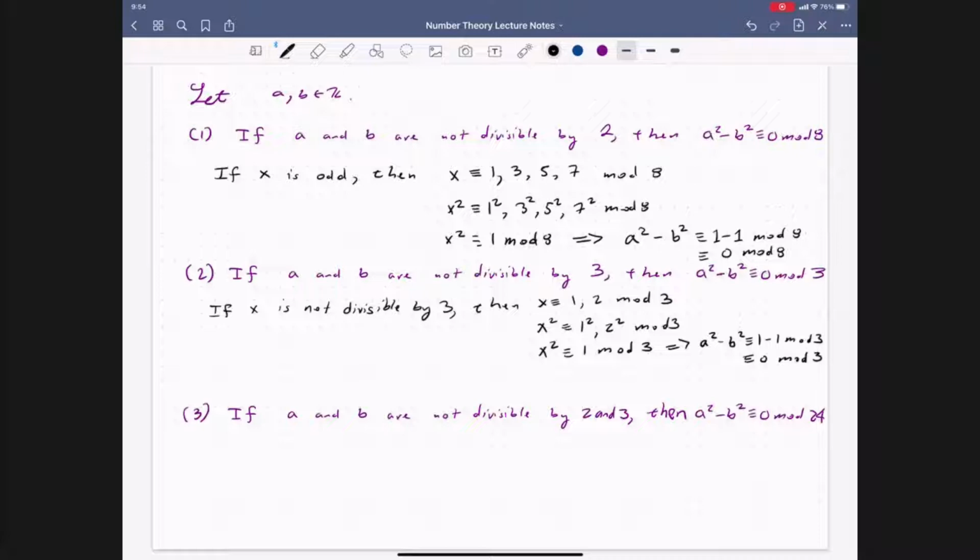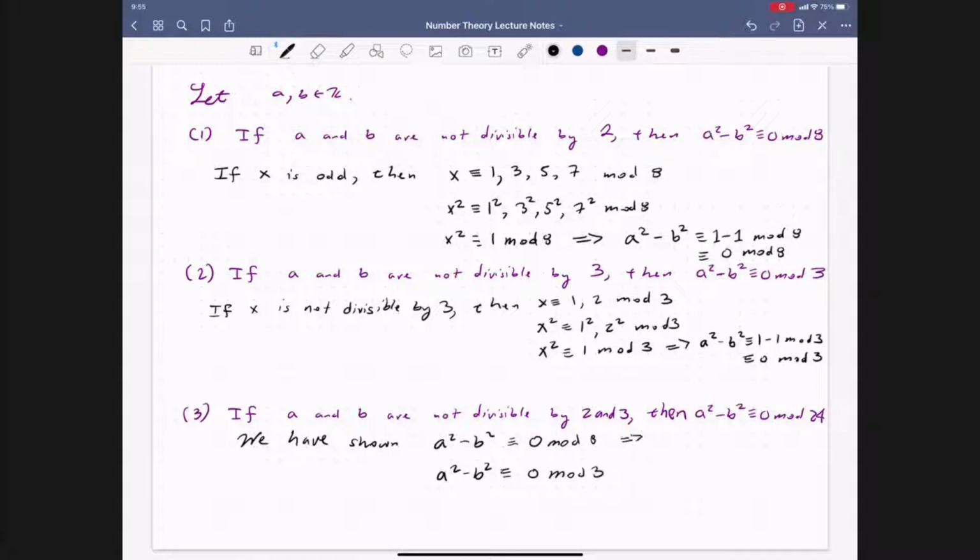So if we now look at the next statement, we're going to suppose that both a and b are not divisible by 2 and 3. Then a squared minus b squared is congruent to 0 mod 24. Now for this one, we know from the first statement that we proved that a squared minus b squared is congruent to 0 mod 8. And we have also shown that a squared minus b squared is congruent to 0 mod 3.